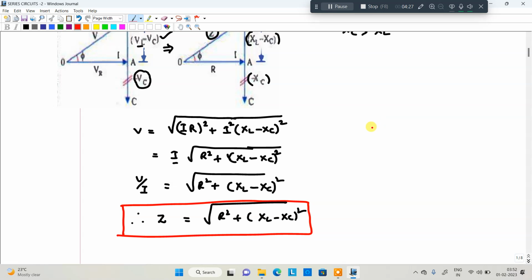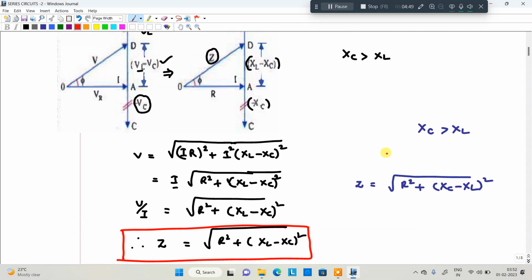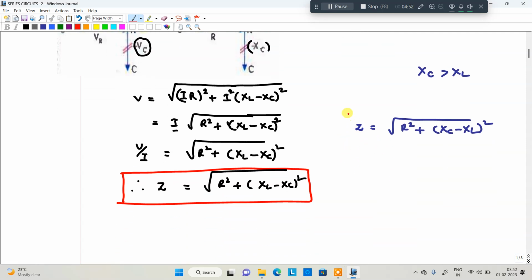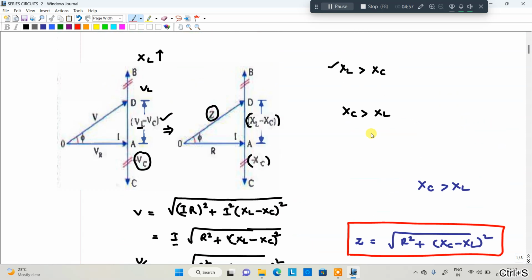If it is the second case, what is the second case? We have the Z value when XC is greater than XL. So Z is square root of R square plus XC minus XL whole square. That is the formula for impedance whenever XC is greater than XL, so XC is dominating. This is about the series RLC circuit. In the same phasor diagram, the total complete portion will be XC minus XL in that particular case.